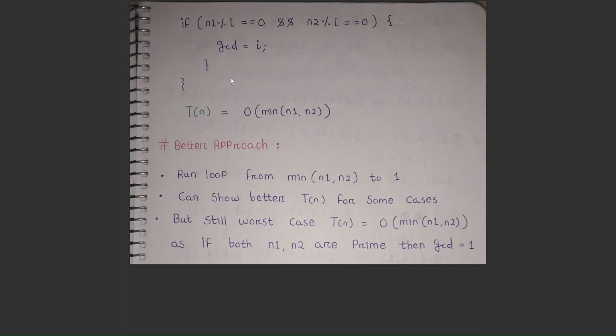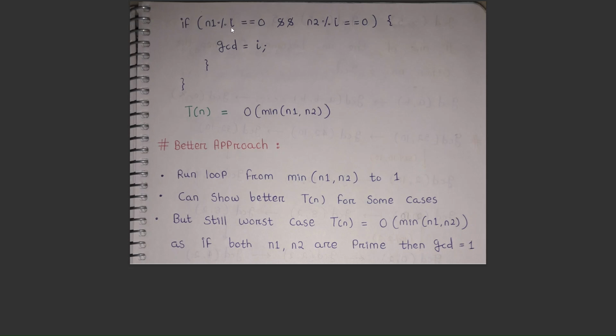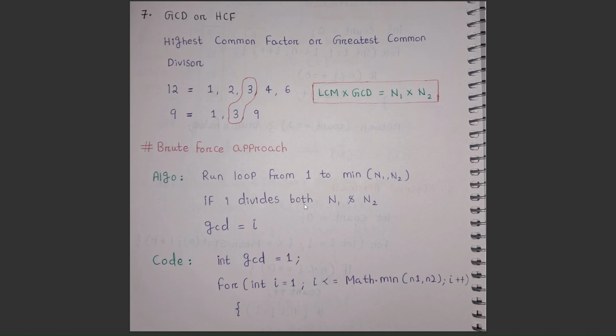And then in any case we get a value that is dividing both n1 and n2, that means that i value is a common divisor of both n1 and n2. Then that value will be assigned to our GCD. Then we again continue our loop to find if there is any more factor that is greater than this GCD. Then again we will assign that updated i value to the GCD, and the algorithm time complexity is minimum of n1 and n2 because our loop is running till minimum of n1 and n2.